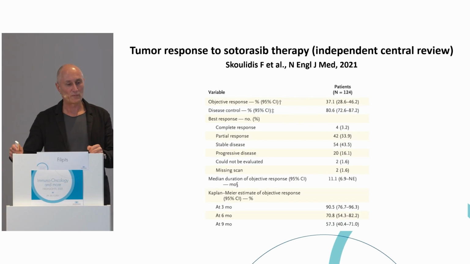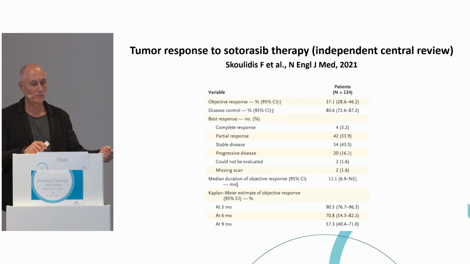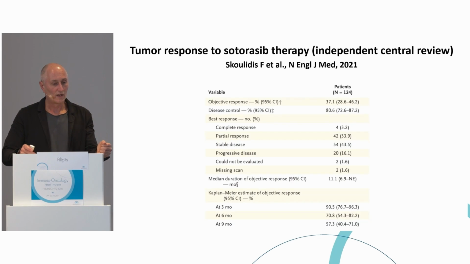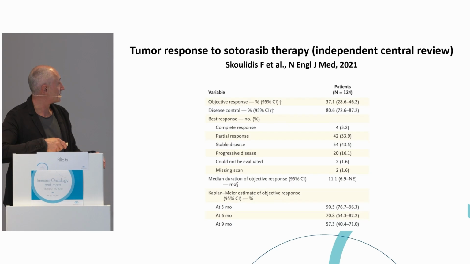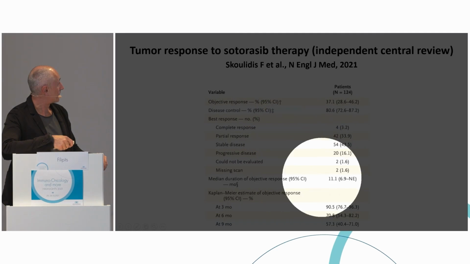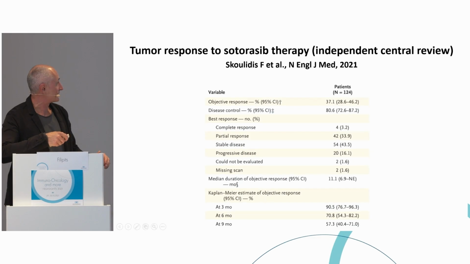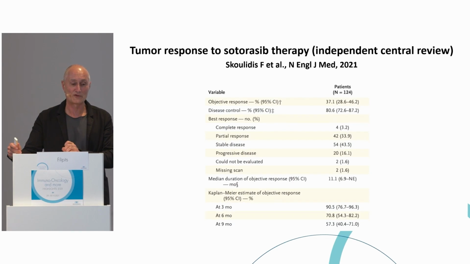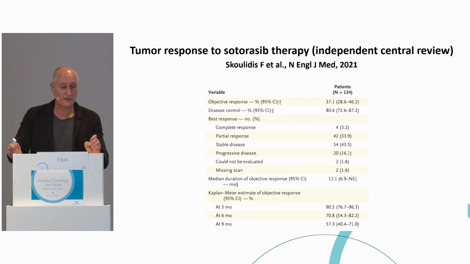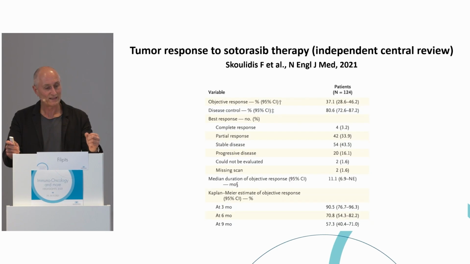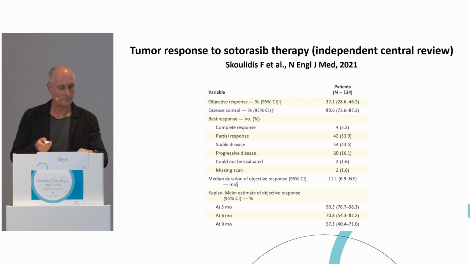So this is the response to this sotorasib treatment by central independent review. Objective response rate 37%, which is interesting because it's exactly the same objective response rate as in the selumetinib trial, 37%. Disease control rate 80%. We have just a few complete responses, 34% partial responses, but mainly stable diseases, 44%. The median duration of objective response was 11 months, which is quite okay.